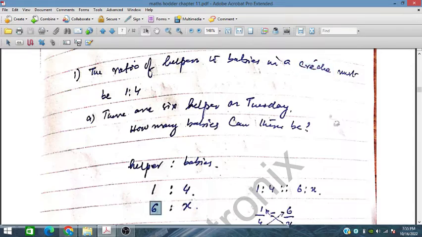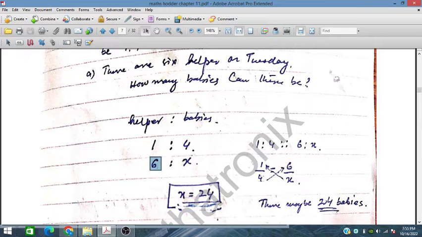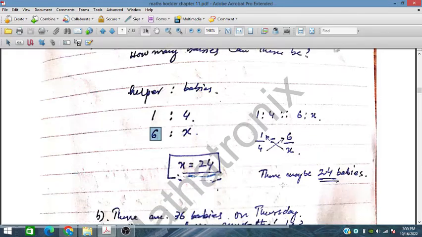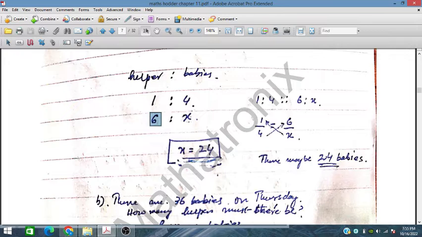So 1 to 4 is the ratio. This is helper, this is baby. So we will write 1 to 4 and 6 to x. We can cross multiply and get x equal to 24. So there are 24 babies. With 6 helpers, there are 24 babies.